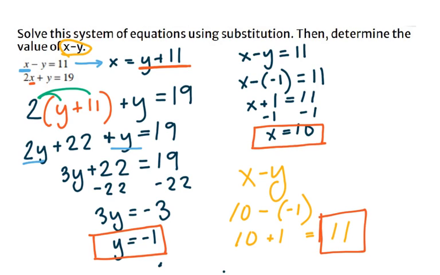When you're solving problems like this, make sure you're paying close attention to what exactly the question is asking you. In this case, it is looking for the value of x minus y.